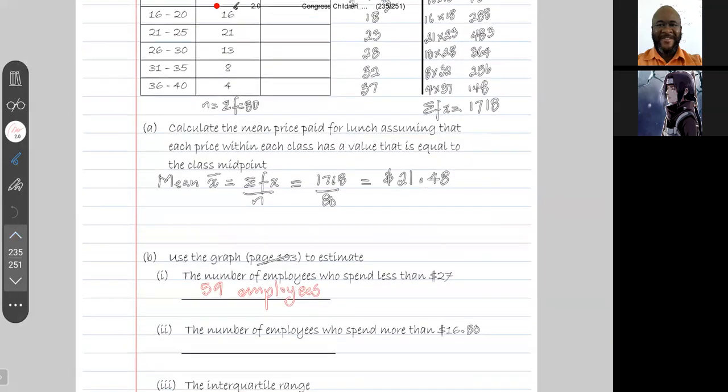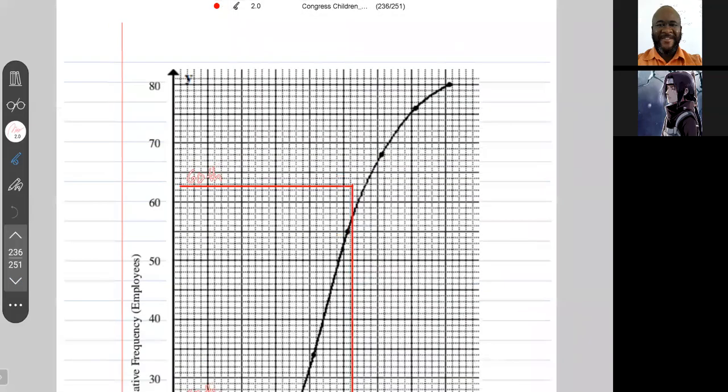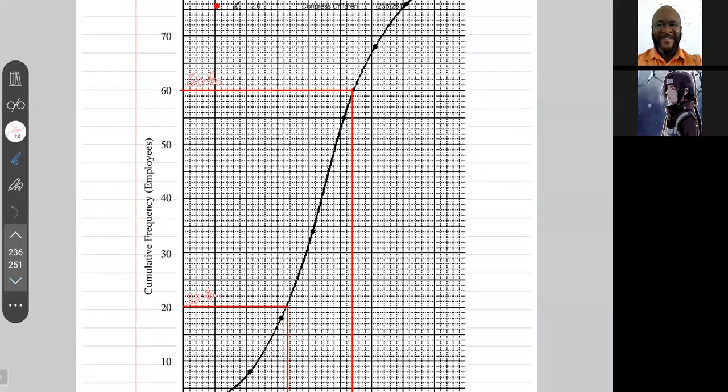So since I want those who spend more, I want everybody above him. Remember, there was a total of 80, and he is the 20th. So it's 80 minus 20. It's 60 employees who spend more than $16.50 on lunch.